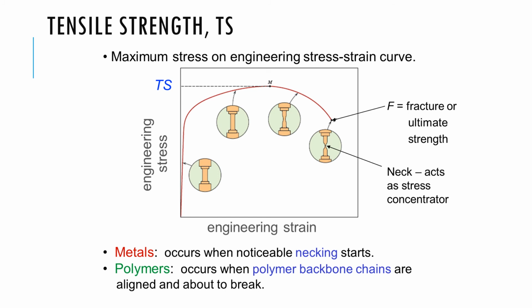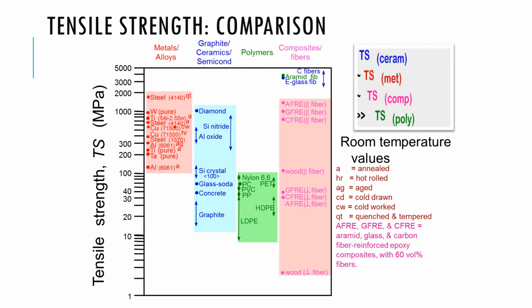And as the material starts to weaken, the graph undergoes a curve essentially. So the maximum stress on the engineering stress strain curve is known as the tensile strength. And again, you can compare the values for different materials there.